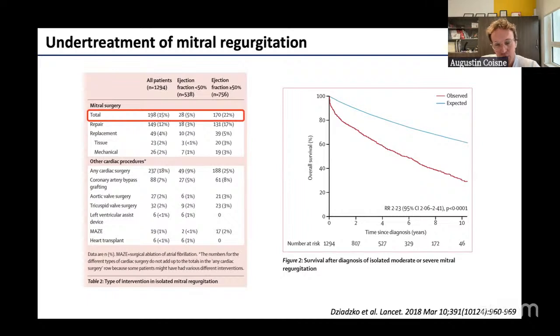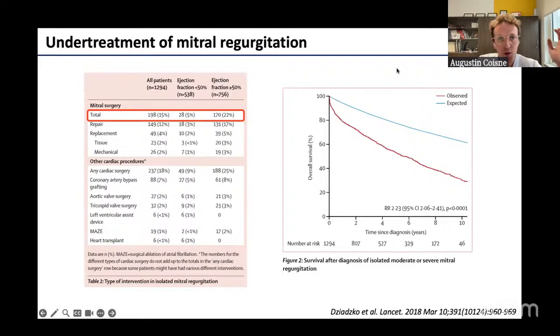But what is important to emphasize is, if we stick to these guidelines, if we look at the publication from the Mayo Clinic team in the Lancet 5 years ago, only 15% of the population with severe MR and symptoms are referred for surgery. And not surprisingly, the overall survival is lower in this population compared to an expected survival.